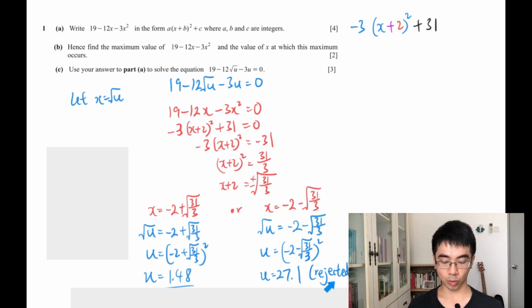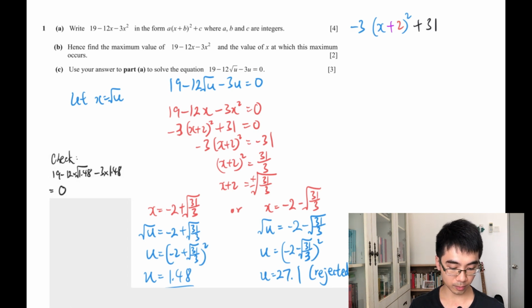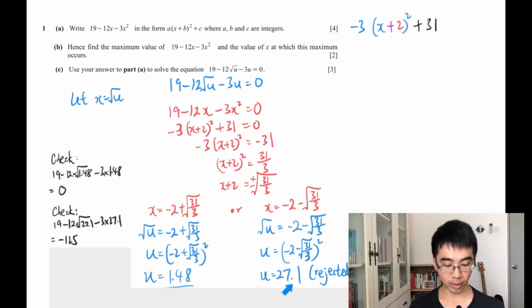However, I've rejected this one. Why? Because remember when we are handling something about the surd form, we need to check all the answers, which means we need to substitute back into the original function. So here I just check for 1.48. This number typed in, we will have 0. So this one is the correct answer. However, when we check for the 27.1, put it in, oh, you have negative 125, which is not 0. So actually this answer is incorrect. So we need to reject this answer. So the final answer is just 1.48. And this is question number 1.